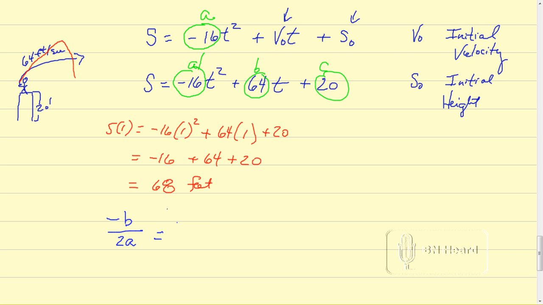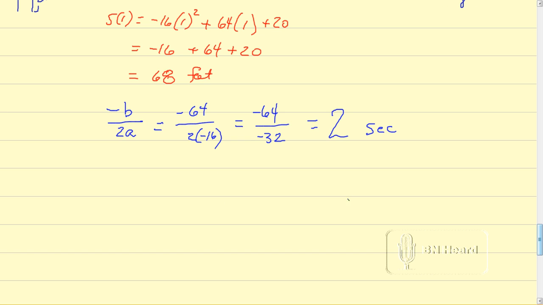So negative b would be negative 64 over 2 times negative 16, because a is negative 16. Negative 64 over 2 times negative 16 is negative 32. Negative 64 over negative 32 is a positive 2. So it reaches its maximum height at 2 seconds. Now, if you were asked what the maximum height is, you could simply plug 2 into your equation.